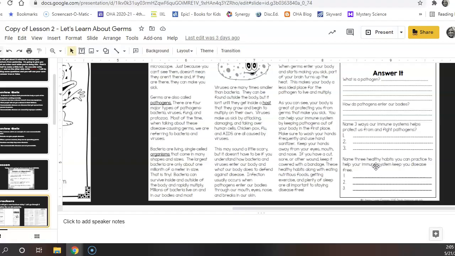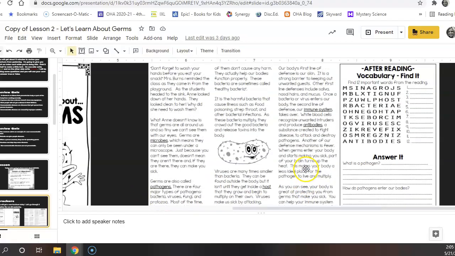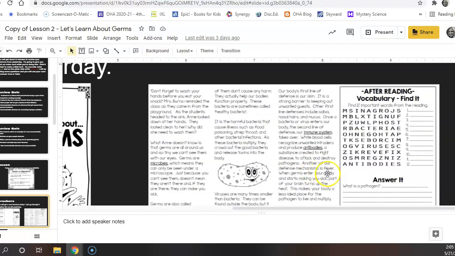Bacteria can survive inside and outside of the body and rapidly multiply. Millions of bacteria live on and in our bodies, and most of them don't cause any harm. They actually help our bodies function properly. These bacteria are sometimes called healthy bacteria. It is the harmful bacteria that cause illness, such as food poisoning, strep throat, and other bacterial infections. As these bacteria multiply, they crowd out the good bacteria and release toxins into the body.